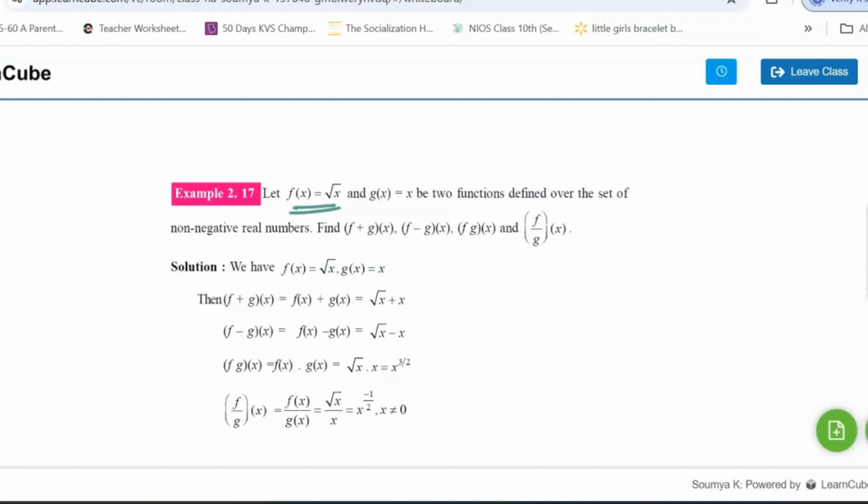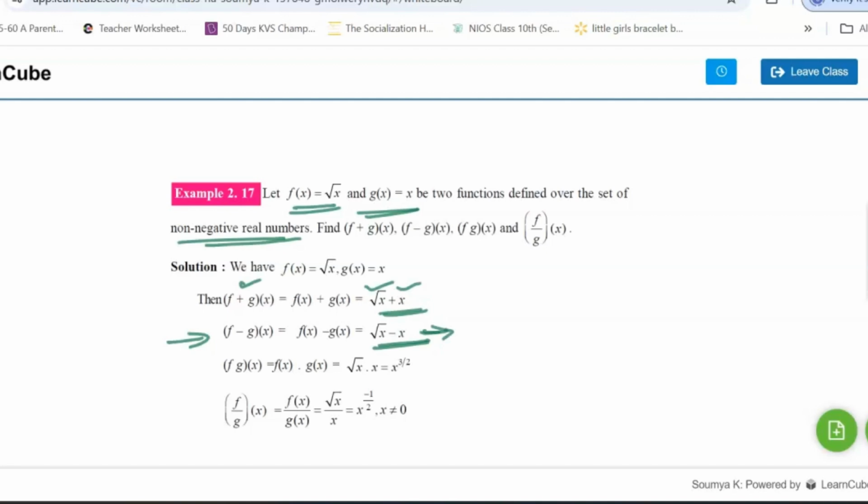f of x is given as root x and g of x is given as x. Be two functions defined over the set of non-negative real numbers, and you have to find f plus g of x. So first function is this one. What we have to do is add both the given functions, root x plus x. So this will be the final answer. You cannot add it further. If it is f minus g of x, the second operation, you have to do the same way. Further you can't simplify it. So this is the final answer.